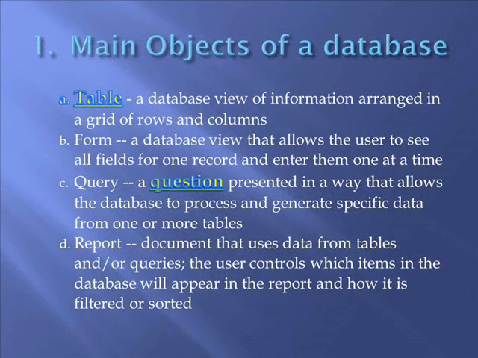There are 4 main objects of a database. The main object is the table. All other objects depend on you having your table created and designed correctly. A database table is a view of information arranged in a grid of rows and columns. The columns are fields and the rows are the records.